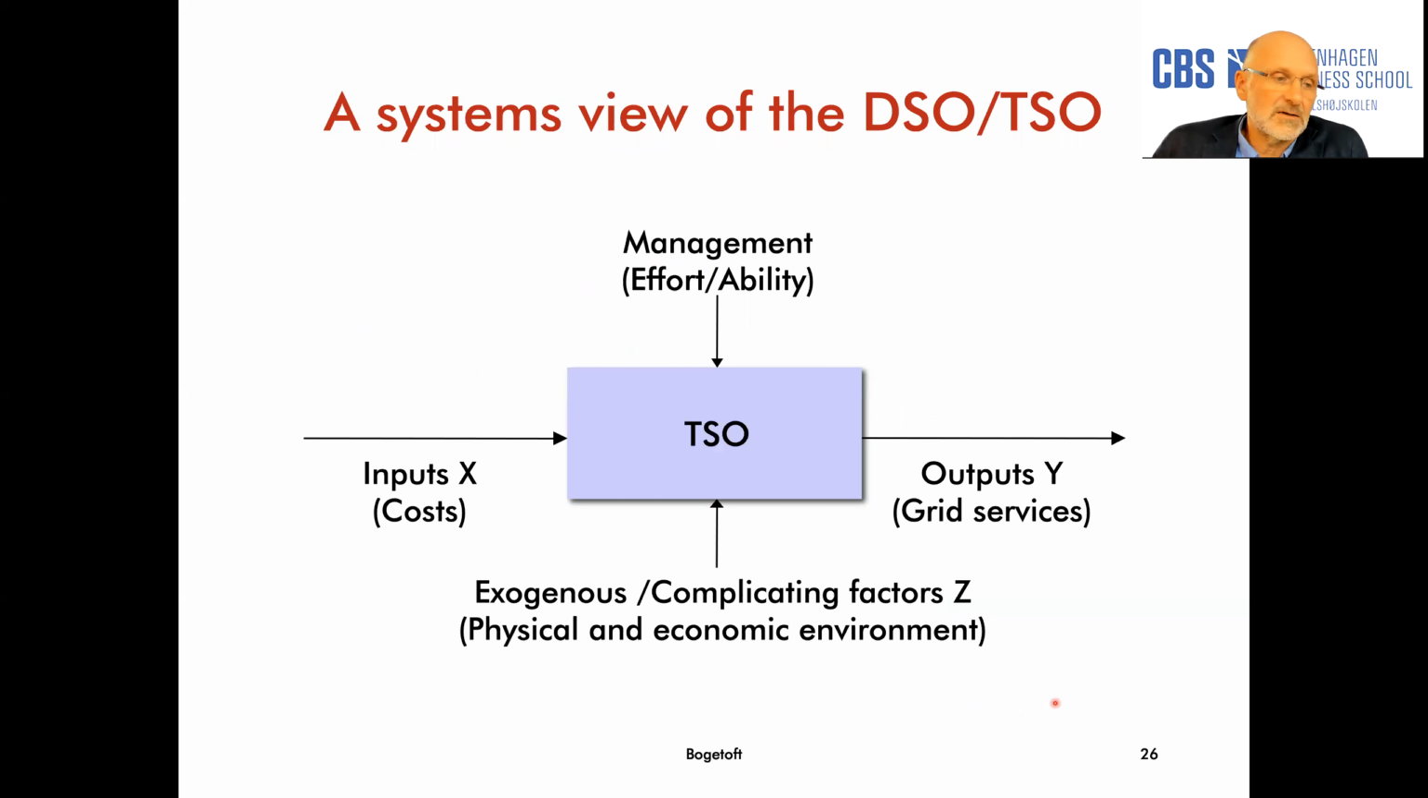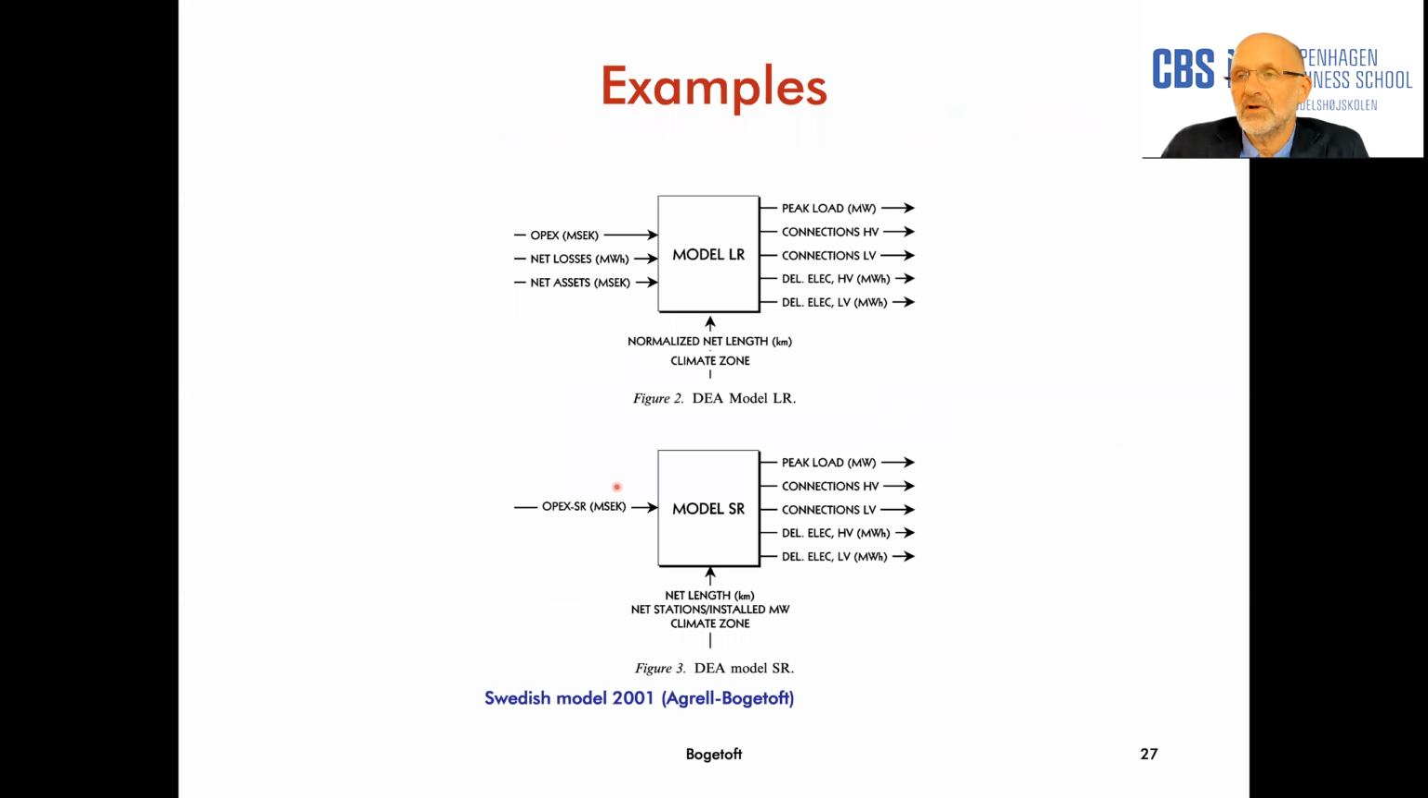The idea is, as always in these model-based benchmarking approaches, that you try to think of a firm, the transmission company or the distribution company, as transforming multiple inputs into multiple outputs. And then you try to account for all the complicating factors, all the exogenous factors that impact this transformation. Just to give you an idea of what these models look like in a regulatory context, I put in the first models we did back in 2001 in Sweden.